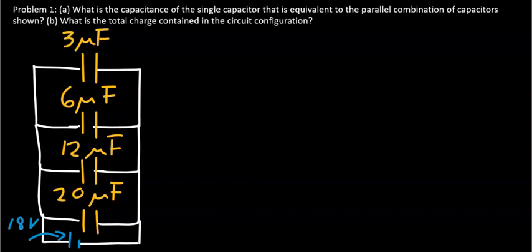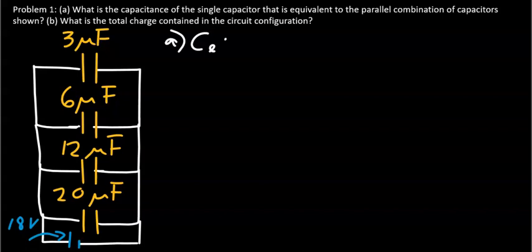Problem 1. What is the capacitance of the single capacitor that is equivalent to the parallel combination of capacitors shown below? What is the total charge contained in the circuit configuration? So you have 4 capacitors, 3 microfarad, 6 microfarad, 12 microfarad, and 20 microfarad, and the potential difference of the battery is 18 volts. So let's calculate the equivalent capacitance of this circuit.